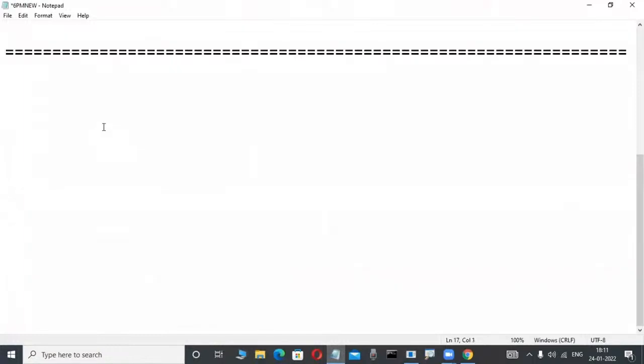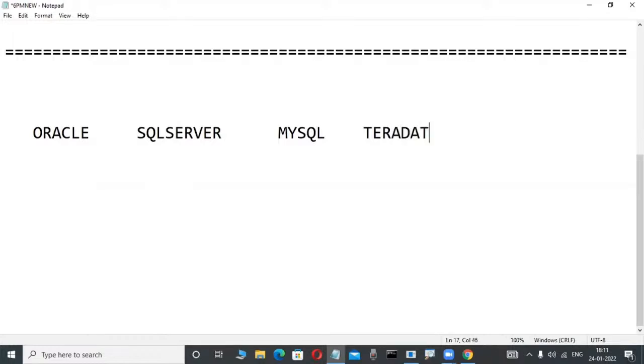Now concentrate here. Slowly observe it here. This is a demo class, I'm telling something only. Oracle is a product from Oracle Corporation. Don't write it today. SQL Server is a product from Microsoft. MySQL is an open source product, that is also now from Oracle. Again, Teradata is a product from NCR Corporation. Again, Sybase is a product from Ingres Software. Like this, so many products are there.